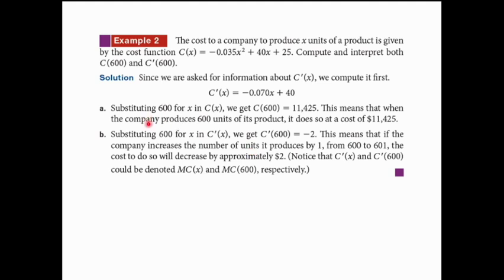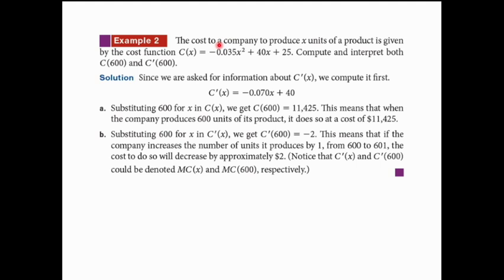And when we do that, we're going to get 11,425. So this means that when the company produces 600 units of its product, whatever it's making, it's going to cost them $11,425. Now to find the marginal cost and interpret, that's the derivative of the cost function.